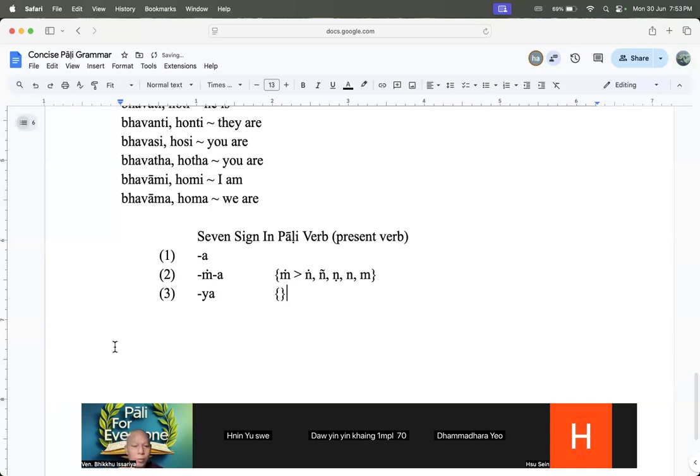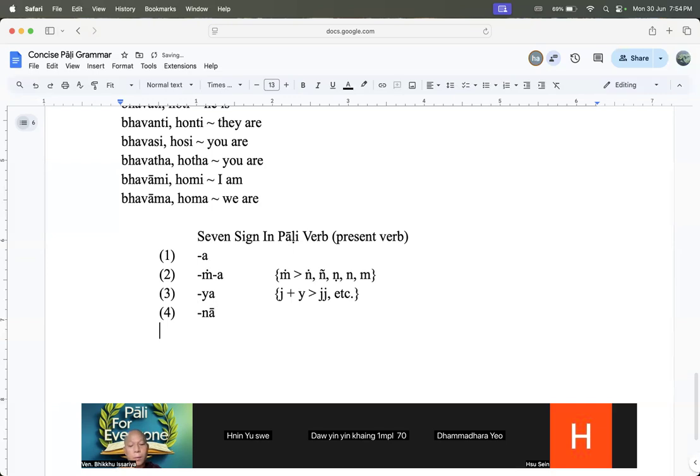For example, a root ending in ja. After that, the sign here starts with ya. So this ja and ya become ja like that. Such a change can be found in this group. And then now the group is na. For that one, it rarely changes.